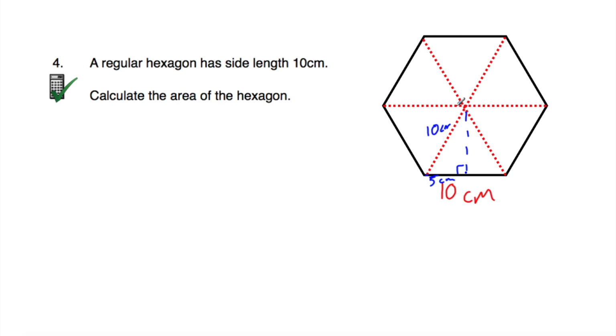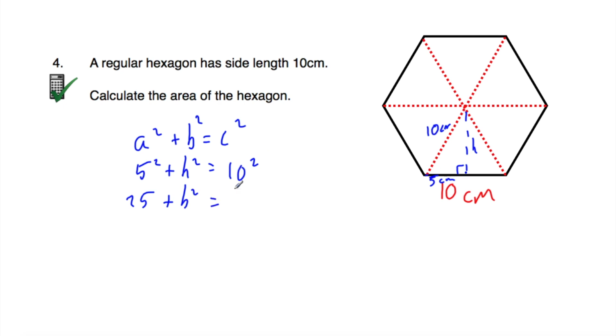So we've got this right angle triangle, and we've got the lengths of 2 of the sides, and we want to find the height of the triangle, this h. So we're going to do a squared plus b squared equals c squared. A and b are the 2 shorter sides, so it's going to be 5 squared plus h squared is equal to 10 squared. 5 squared is 25 plus h squared is equal to 10 squared, which is 100. Taking away 25 from both sides gives us that h squared is equal to 75, and then square rooting, h is equal to the square root of 75, which would be equal to 5 root 3.